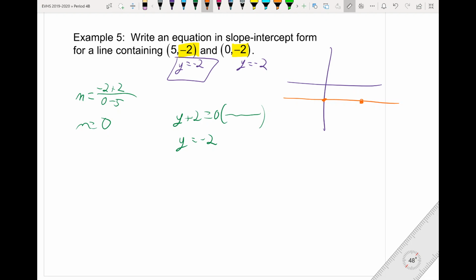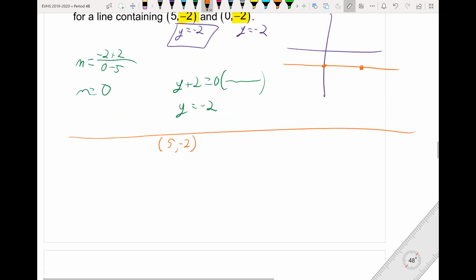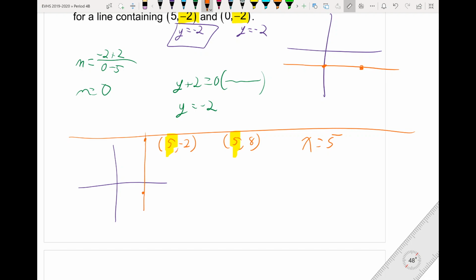Okay, now another thing I want to go over here is what if I had the point 5, negative 2 and the point 5, 8? Again, shortcuts where applicable. Notice how I've got 5 here on both. The equation is going to be x equals 5. And when you think about what's going on, you're going to have the point 5, -2, and the point 5, 8. The only way for that to happen is for it to be a vertical line, and vertical lines have the equation x equals.